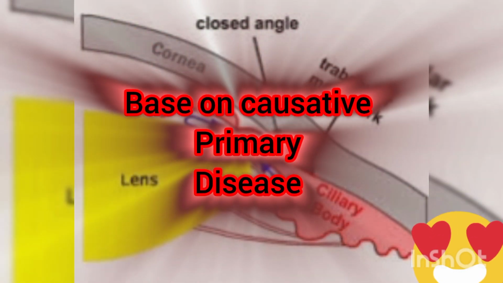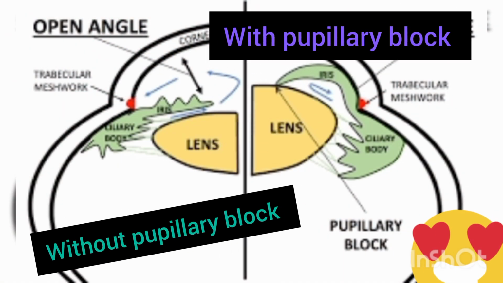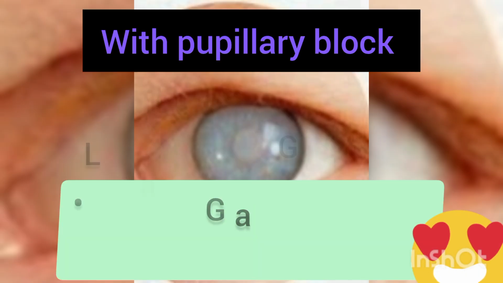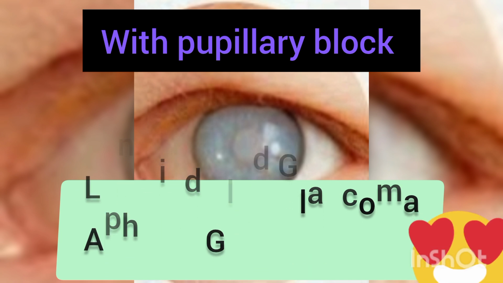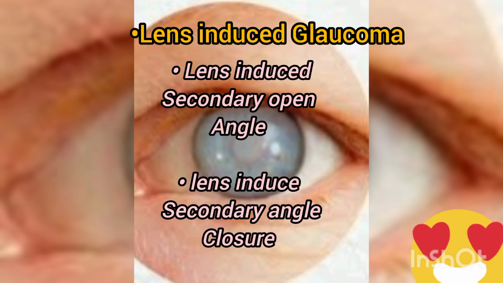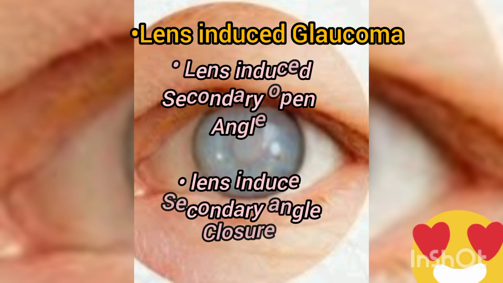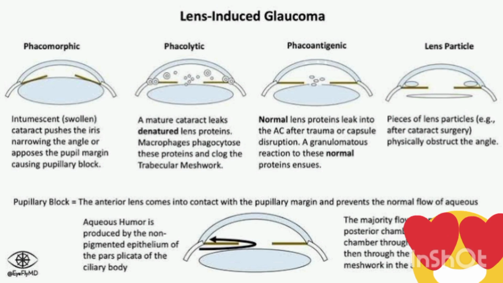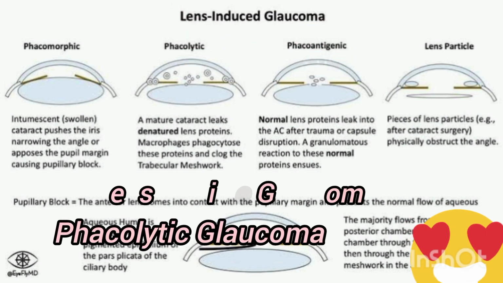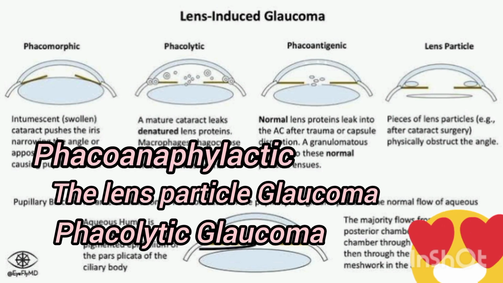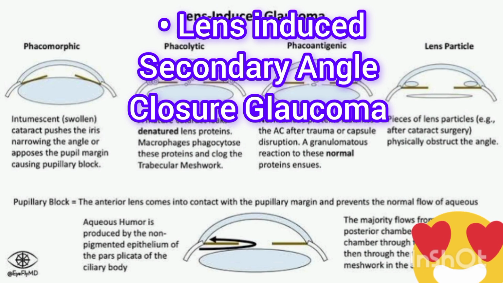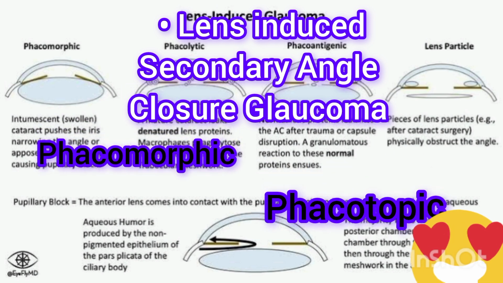Based on causative primary disease, we have with pupillary block and without pupillary block. With pupillary block is further divided into two, the lens-induced glaucoma and aphakic glaucoma. The lens-induced glaucoma is divided into two, the lens-induced secondary open angle glaucoma and the lens-induced secondary angle closure glaucoma. Lens-induced secondary open angle glaucoma is divided into three: the phacolytic glaucoma, the lens particle glaucoma, and phacoanaphylactic glaucoma. While lens-induced secondary angle closure glaucoma is divided into two, the phacomorphic glaucoma and the phacotopic glaucoma.